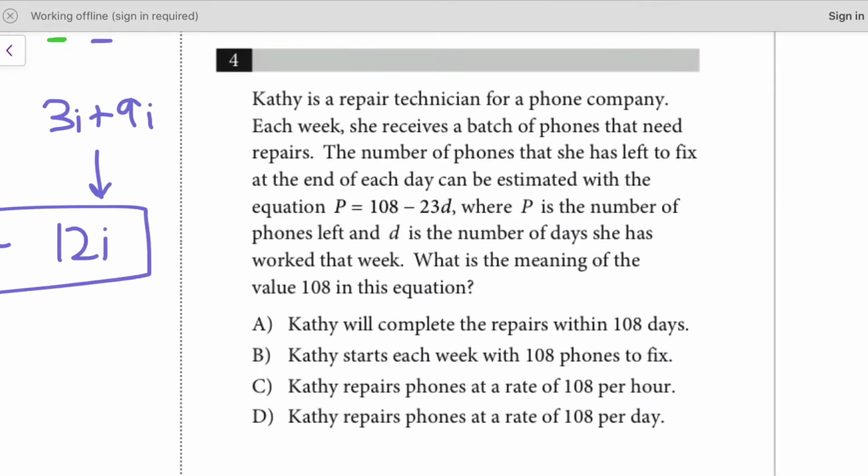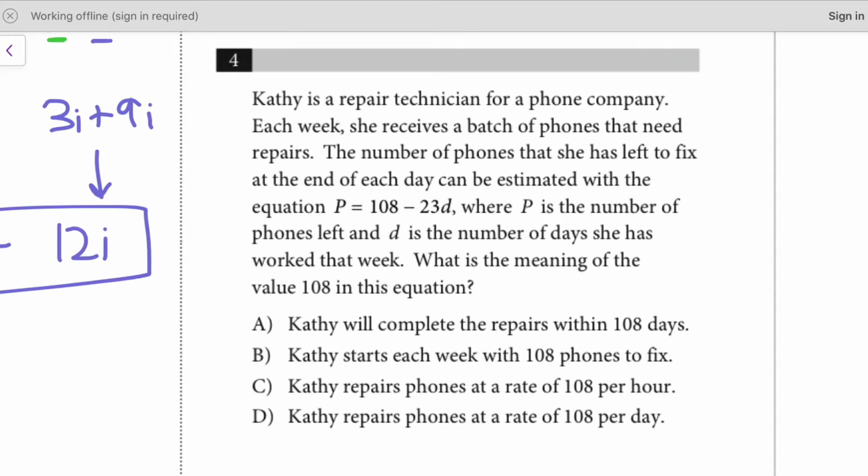Okay, question 4. Kathy is a repair technician for a phone company. Each week, she receives a batch of phones that need repairs. The number of phones that she has left to fix at the end of each day can be estimated with the equation P equals 108 minus 23D, where P is the number of phones left and D is the number of days she has worked that week. What is the meaning of the value 108 in this equation?